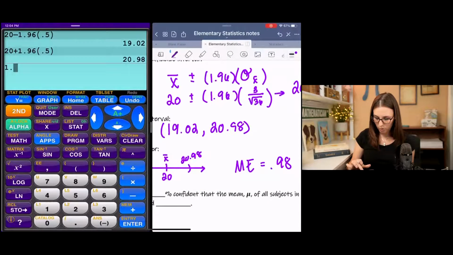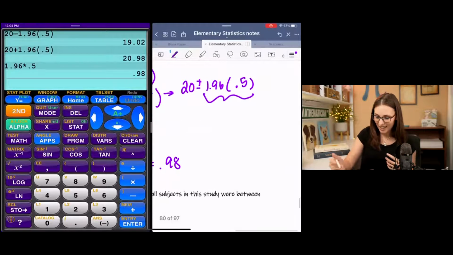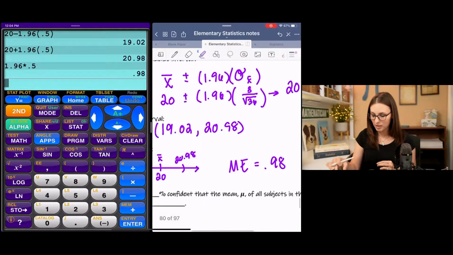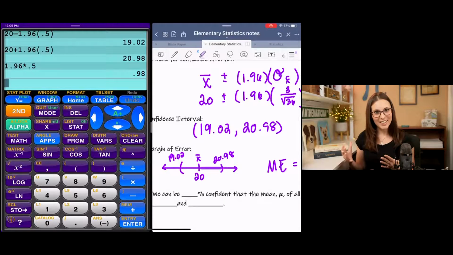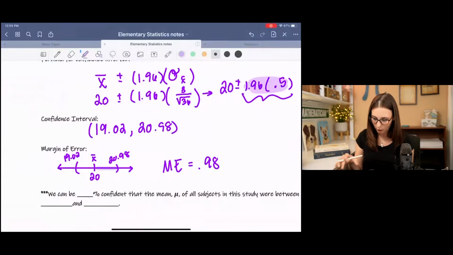And then, spoiler alert, if you type just this in, let's do it. 1.96 times 0.5, 0.98, which is what I was showing you earlier. That little piece is your margin of error. It's giving you that space in between the mean and the endpoint. Isn't that so pretty? I just love this. I think it's so cool. I hope you do too.